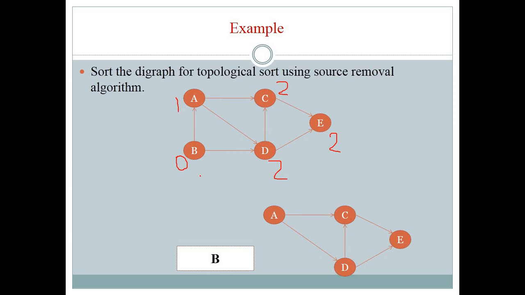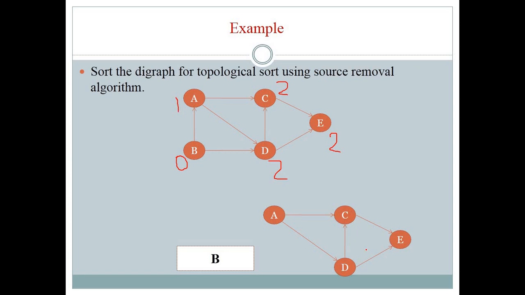So in our graph B has in degree 0. So we will delete this B and its edges. Note that we will delete B and all the edges of B. So here B is deleted and also edges of B are deleted. So our remaining graph is here, and we have to store the deleted vertices. So we have stored B here, and our remaining graph is here.